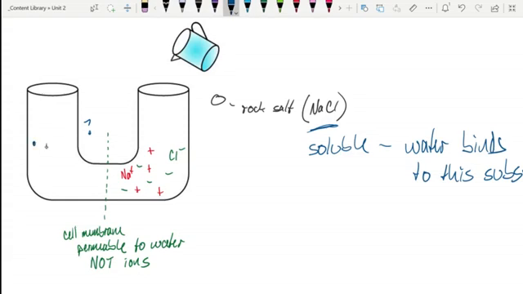So let's say on this side, 1, 2, 3, 4, 5, 6, 7. We've got 12 on that side. We'll make sure we have 12 on this side. We have the same amount of water. But because we now understand what it means to be soluble, we can see a difference.